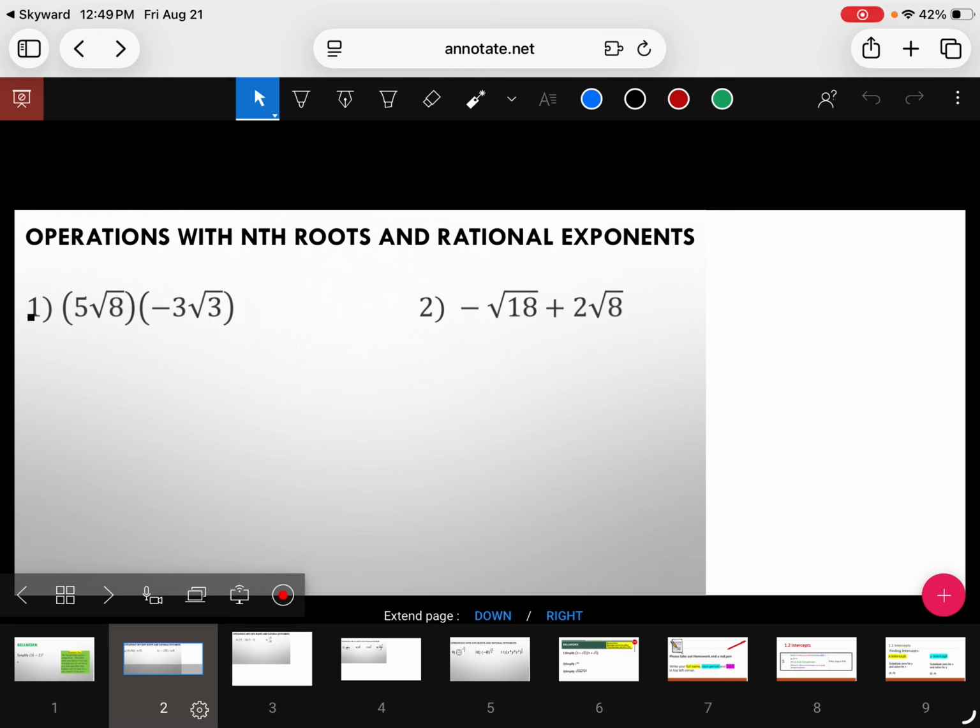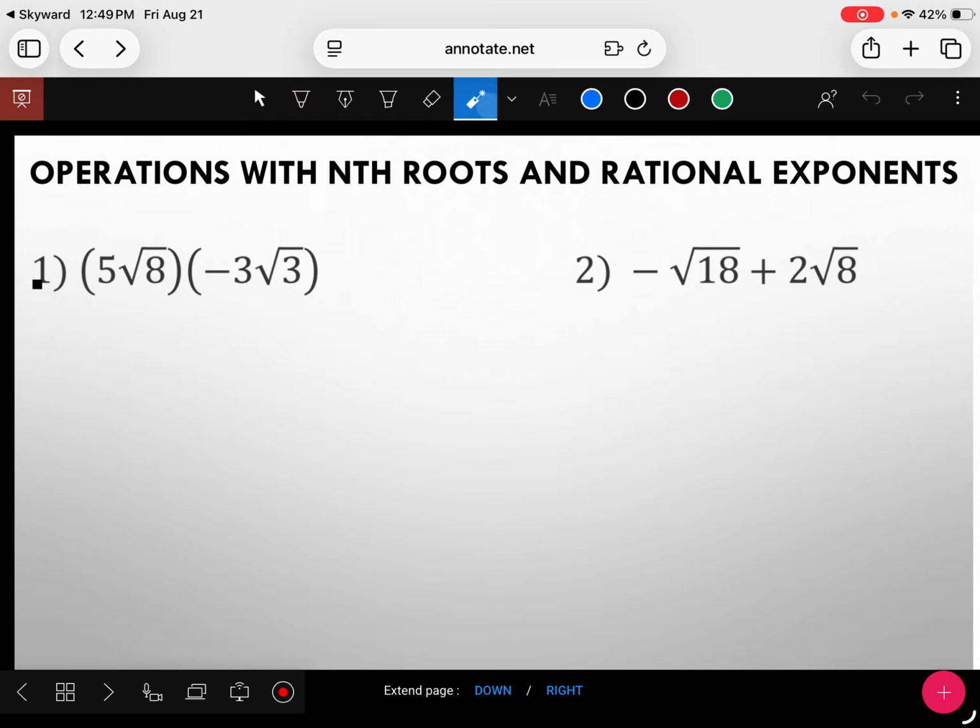We did multiplication, right? When you multiply two radicals, they don't have to be like terms, okay? So yesterday we only did number one. Number one, we just multiplied our numbers, multiplied our radicals, and simplified. But when you add or subtract radicals, so addition or subtraction, they must be like terms.